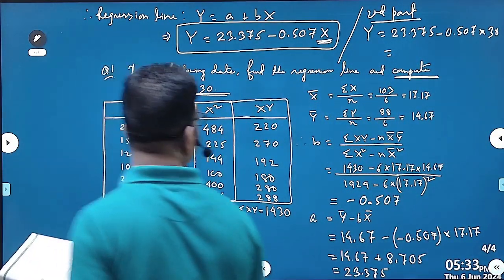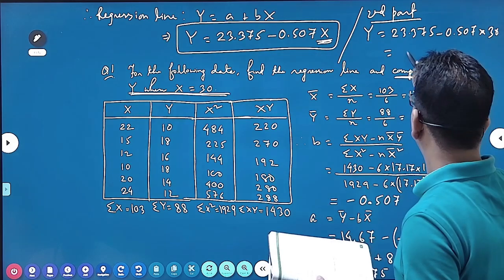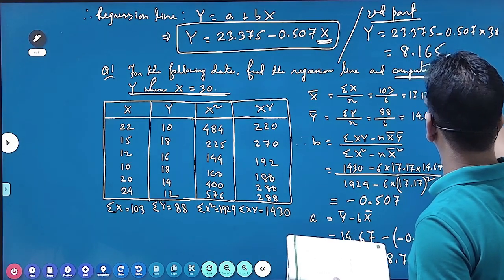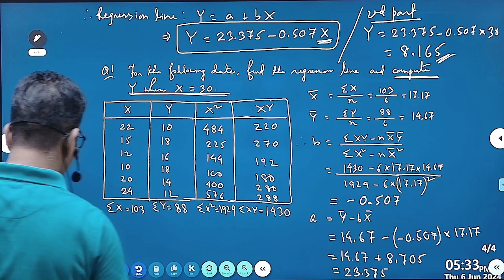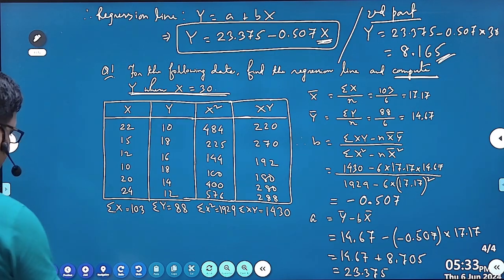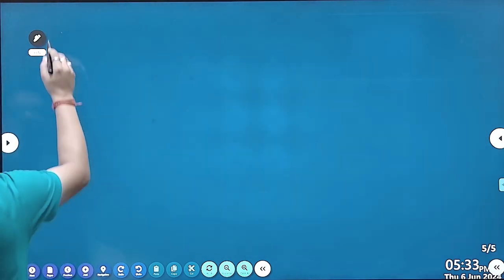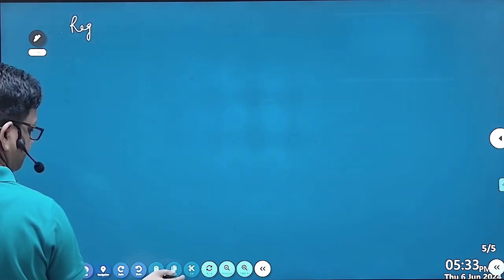So what is the value? Did you do the calculation? 8.16. Okay. So this is the final value for y. Okay. Let's start. I hope it is over. Now let's start the last one, regression equation, right? Regression equation.